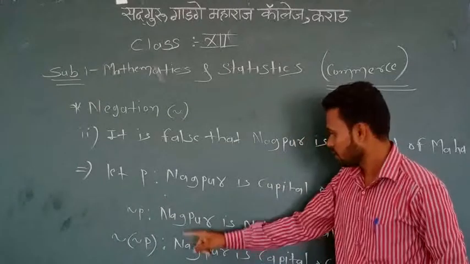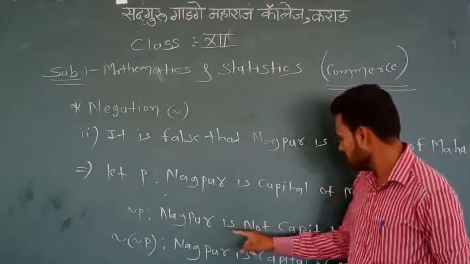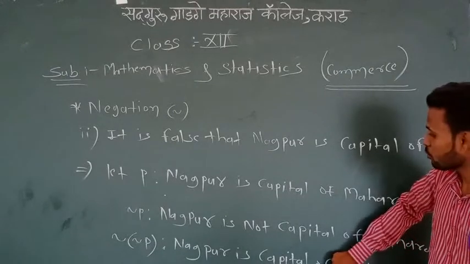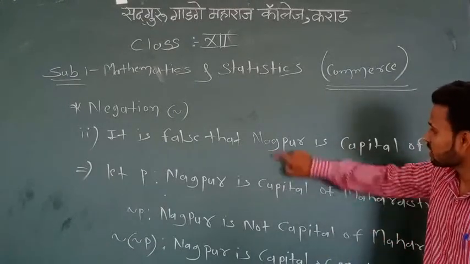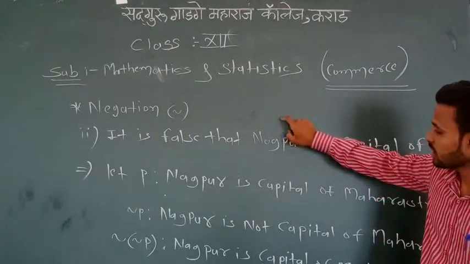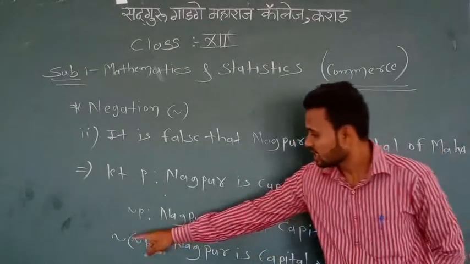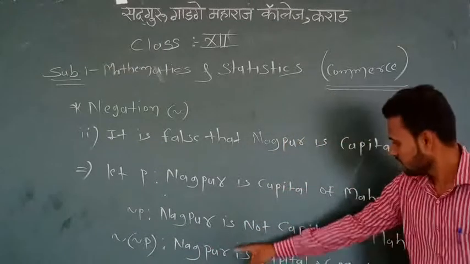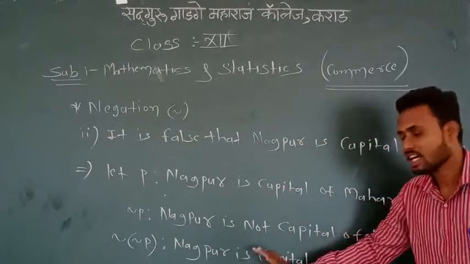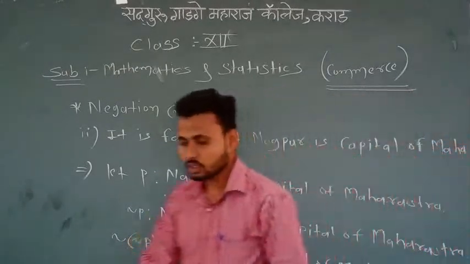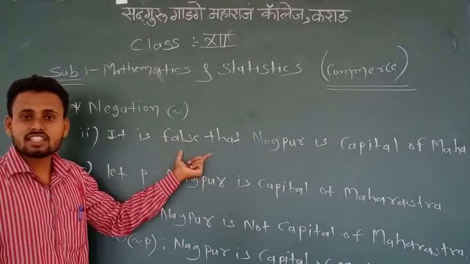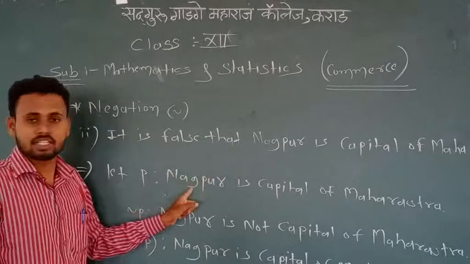The negation of P means Nagpur is capital of Maharashtra, which is the required negation of that given statement. And we know that the negation of P is just P. This statement is the same as Nagpur is capital of Maharashtra. That means a simple negation statement can't be considered, and for that we followed this procedure.